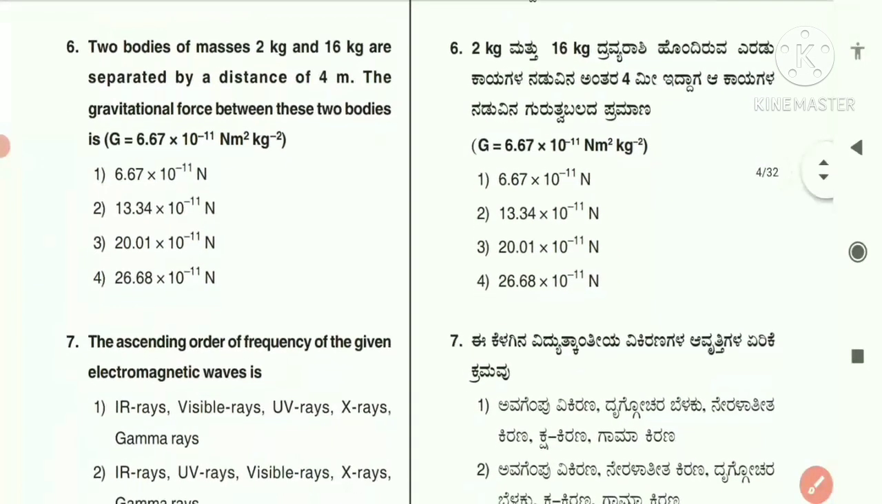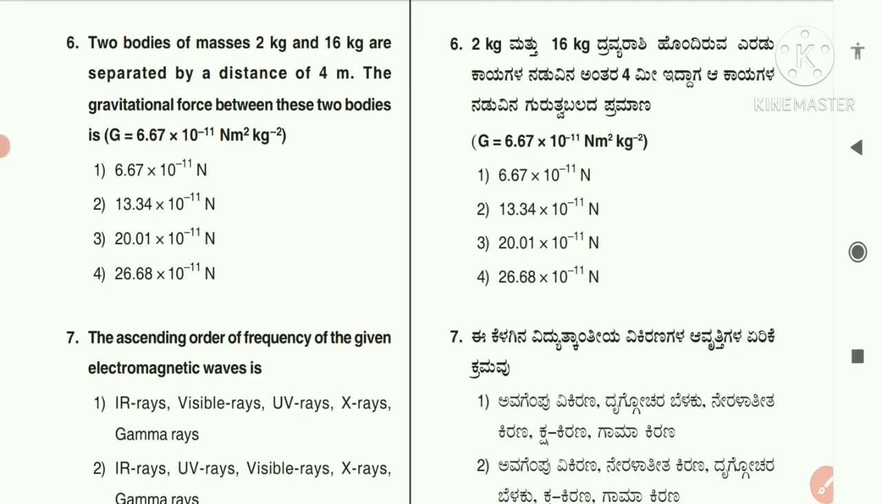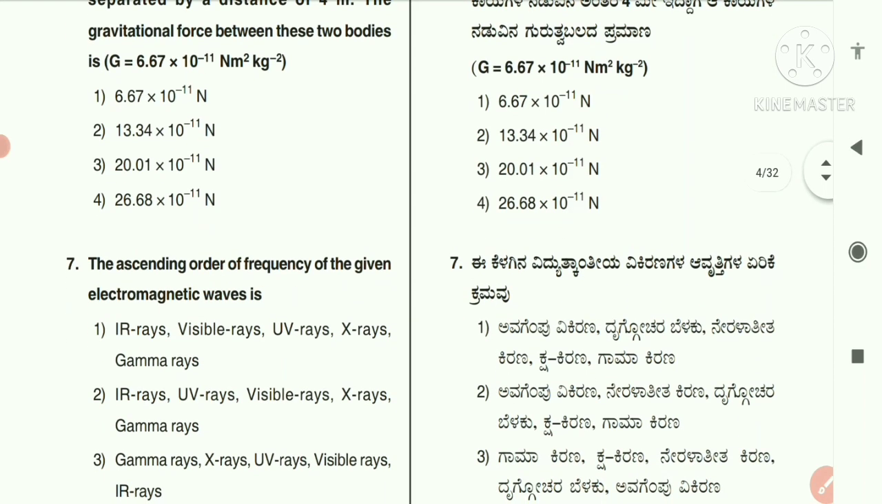Sixth question. Two bodies of masses 2 kg and 16 kg are separated by a distance of 4 meter. The gravitational force between these two bodies is, G is equal to 6.67 into 10 raised to minus 11 Newton square meter per square kg. Option 1, 6.67 into 10 raised to minus 11 Newton. Option 2, 13.34 into 10 raised to minus 11 Newton. Option 3, 20.01 into 10 raised to minus 11 Newton. And option 4, 26.68 into 10 raised to minus 11 Newton.